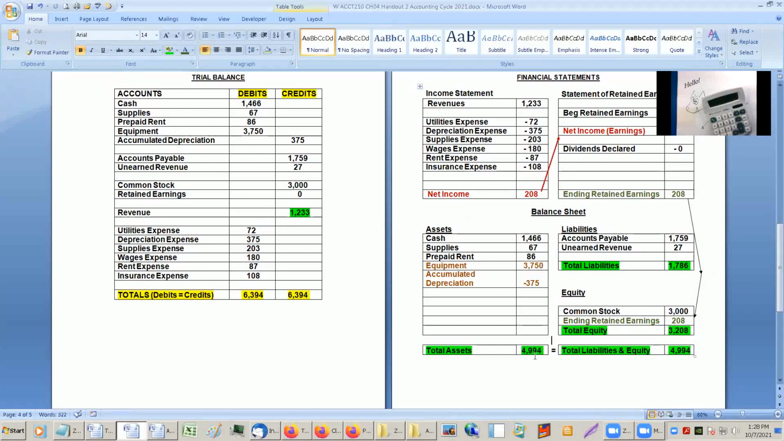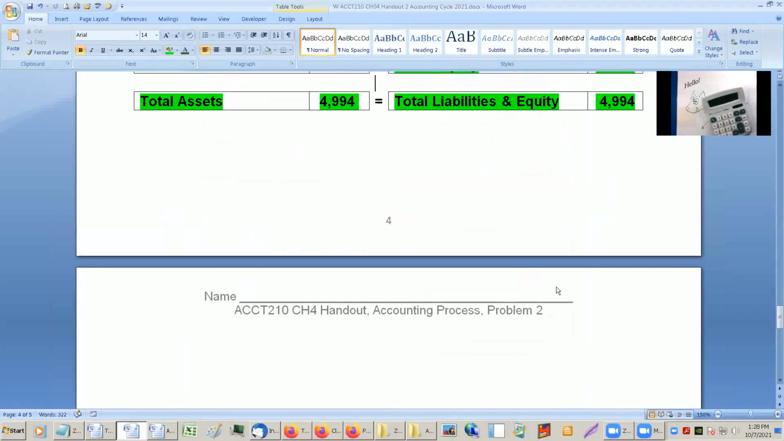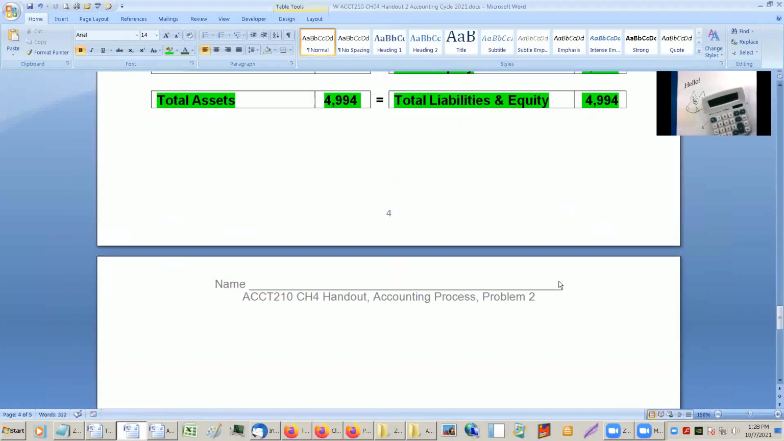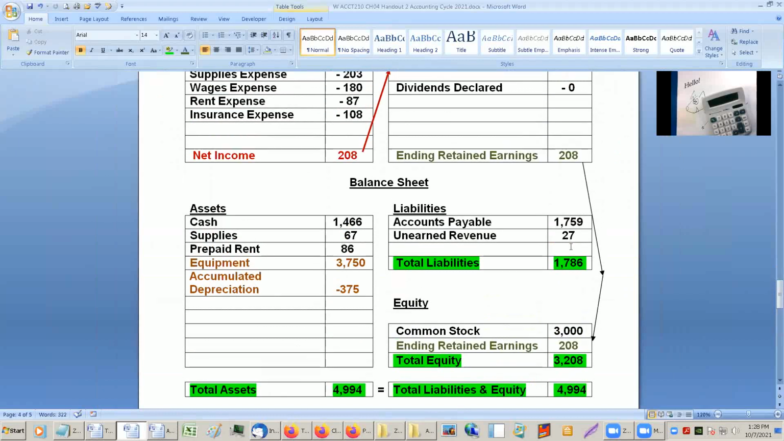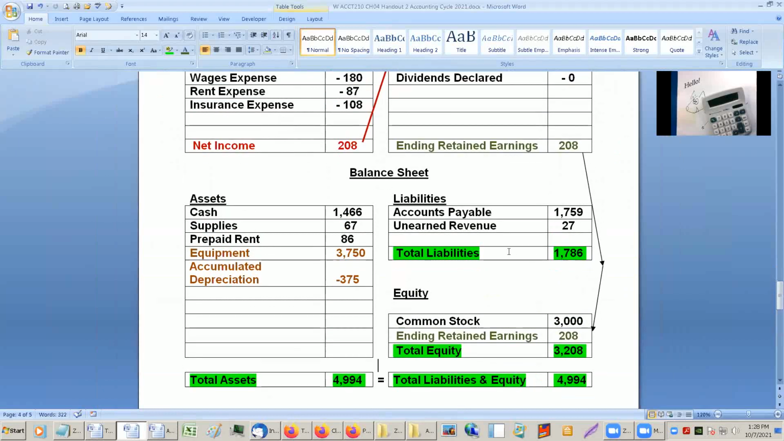And really what it's saying is, okay, we got 4,994 of assets. How did we get them? We borrowed 1,786. The owners kicked in 3,000, and the retained earnings are 208.